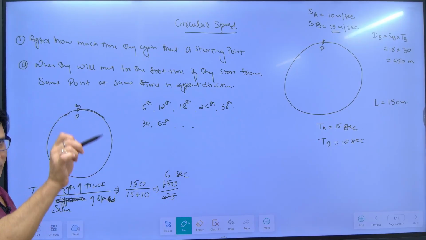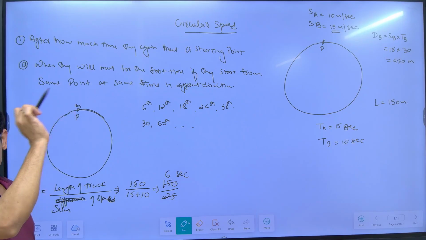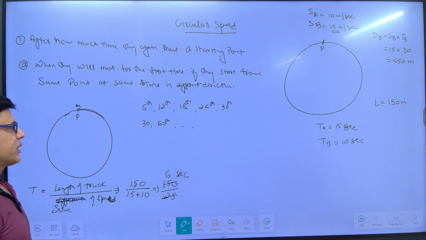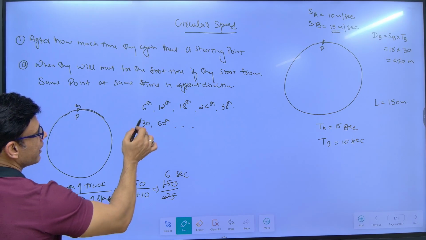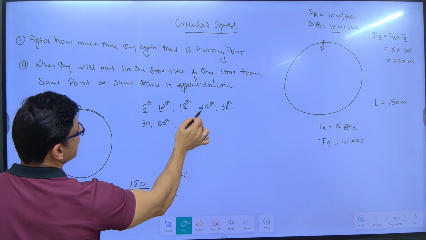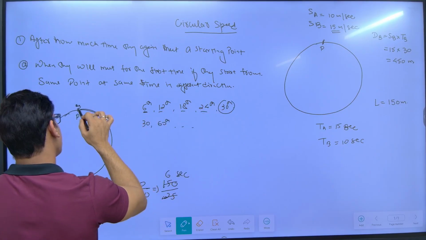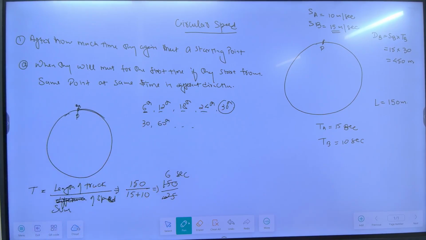If they are moving in the same direction, they'll meet at the starting point only. If they are moving in opposite direction, they will meet at 5 different points. Which are those points? At the end of 6th, 12th, 18th, 24th and 30th. The 30th is coming here at the starting point. Besides this, there will be 4 different meeting points, right? Yes. This part is clear.